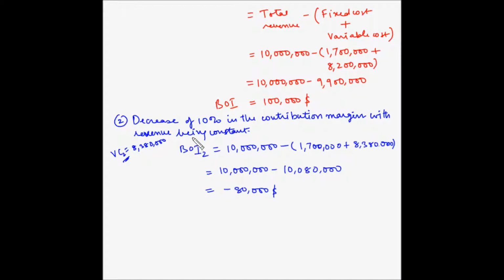So if we decrease the contribution margin by 10%, we incur a loss of $80,000, whereas if we increase the contribution margin by 10%, we have a new budgeted operating income of $280,000 as we had found in step number 1.